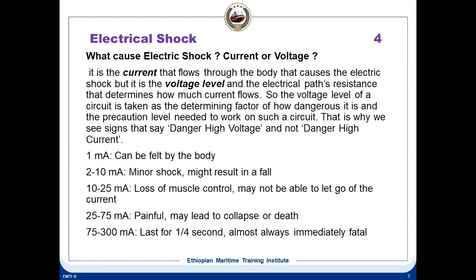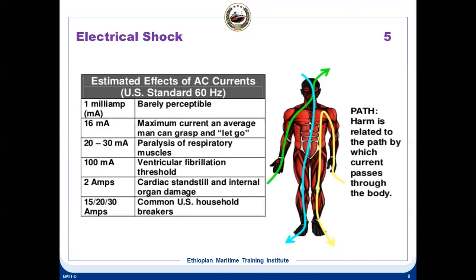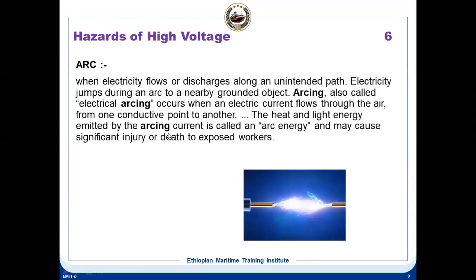Okay, so various types of current. You see, the minimum is 15 milliamps, the let-go current, but anything more than that can be dangerous. So you can see 60 milliamps means it is let-go current up to 16 milliamps.